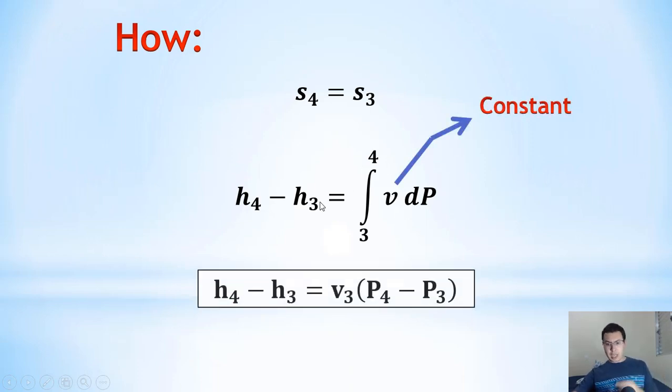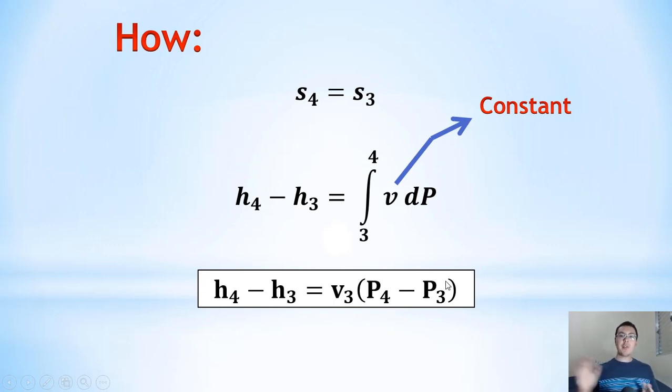So here we will have this equation. This equation shows that the enthalpy change between points 3 and 4 equals the specific volume of point 3 multiplied by the pressure difference between point 4, the outlet of the pump, and point 3, the entrance of the pump.